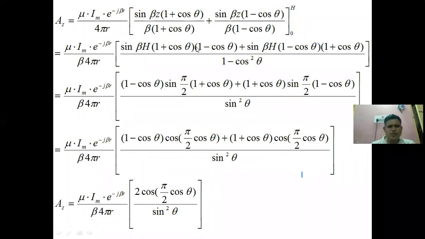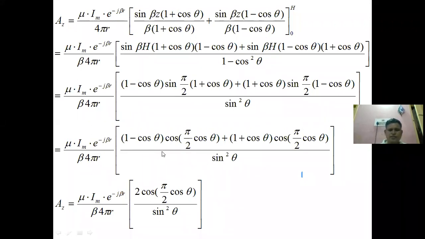We have to be very careful here. This entire term is one term, and this is another term. This entire sin βh is one big term. Be careful. This is sin of π by 2 into (1 plus cos θ), plus here (1 plus cos θ) into sin of π by 2 into (1 minus cos θ). Now, if you take this π by 2 inside, you will get sin of π by 2 plus π by 2 cos θ, which is nothing but cos of π by 2 cos θ. Here also cos of π by 2 cos θ will go.